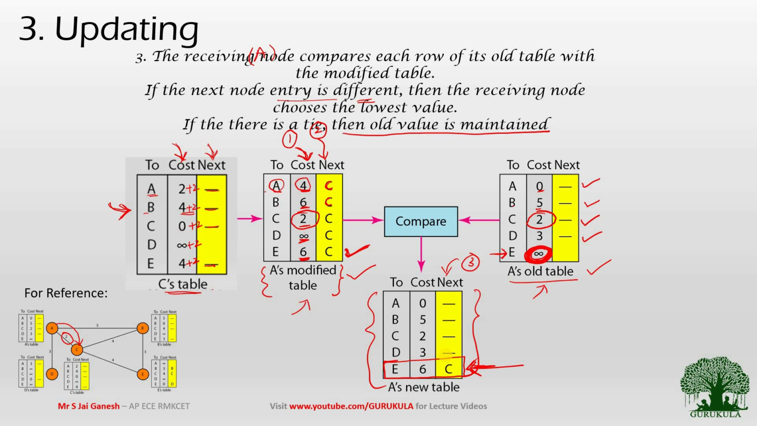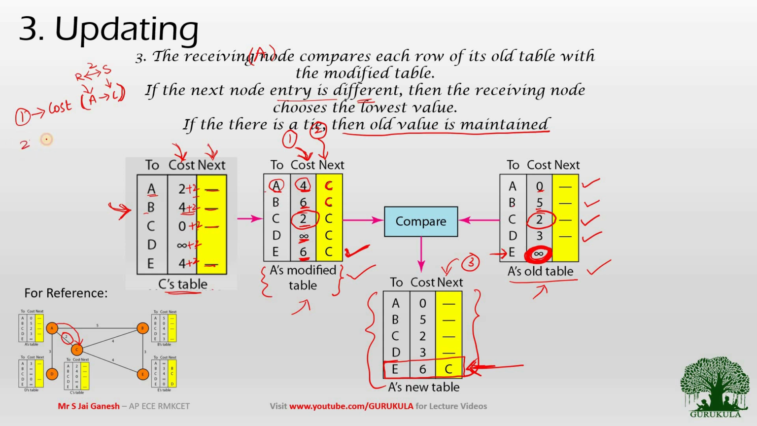Alright, so just to sum up, there are only three steps that you need to follow. The first step is you need to add the cost between A and C. Why A and C? Because we are discussing what is happening between A and C. A is the receiving node and C is the sending node. So you need to add the cost between the sending node and the receiving node. Here in our case it is 2. That is why you have added 2 in all the rows, and 2 plus 2 is 4, and that gives you the updated cost column.